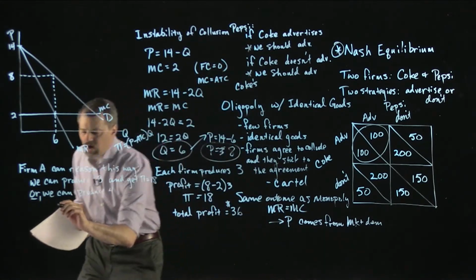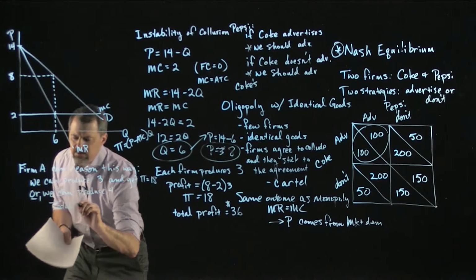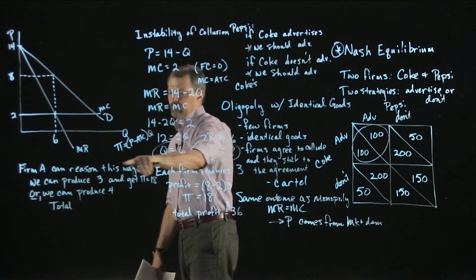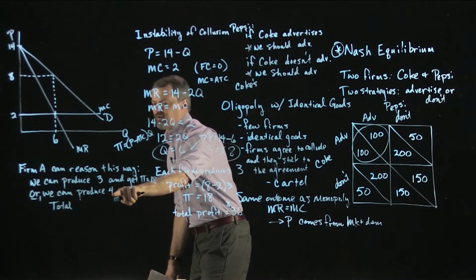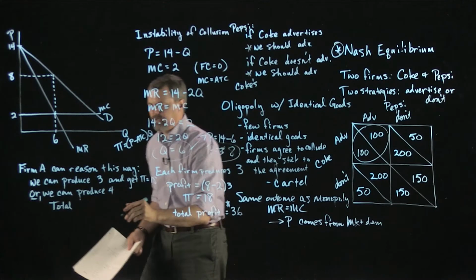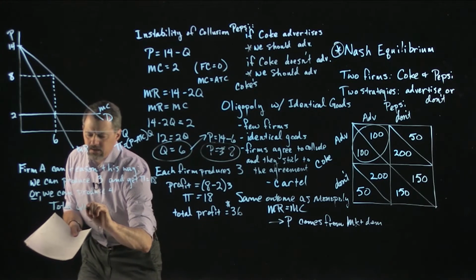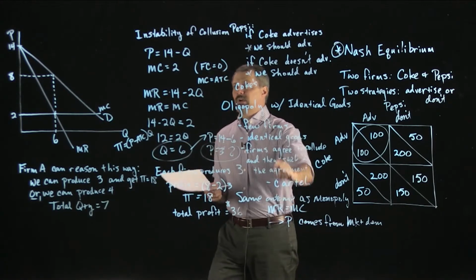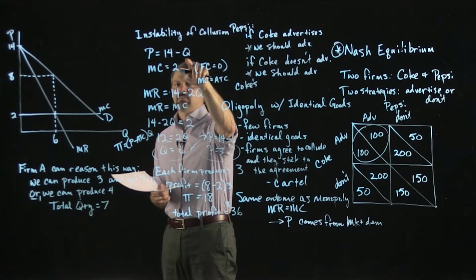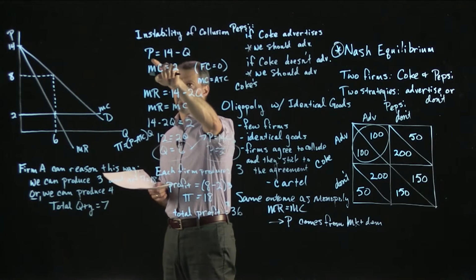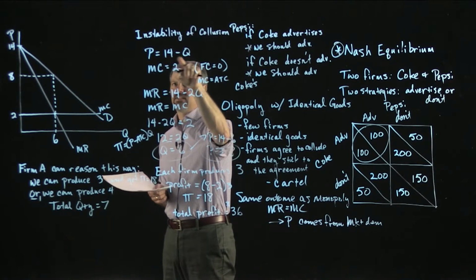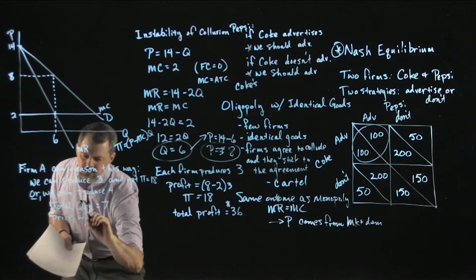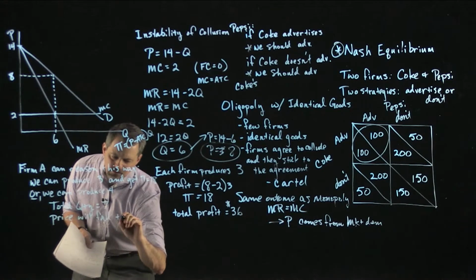So the total quantity now is going to be the 3 units that firm B produces and the 4 units that firm A is going to bring. Okay? So the total quantity will end up being equal to 7. We can plug that into the market inverse demand curve to get what the price is. 14 minus 7 is equal to 7. So price will fall to 7.